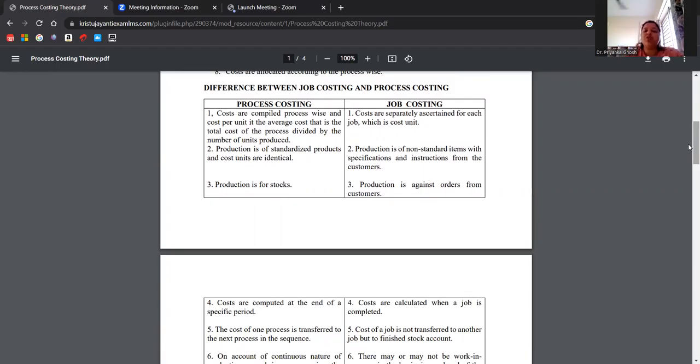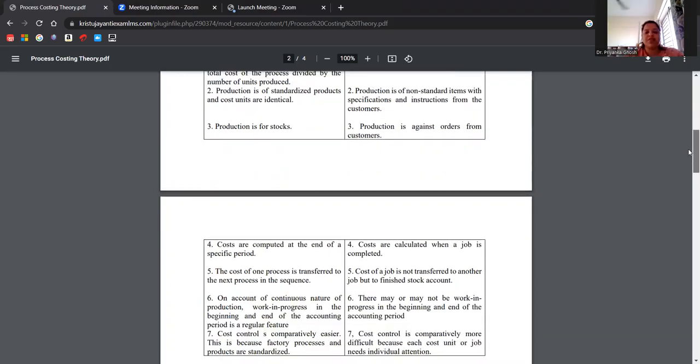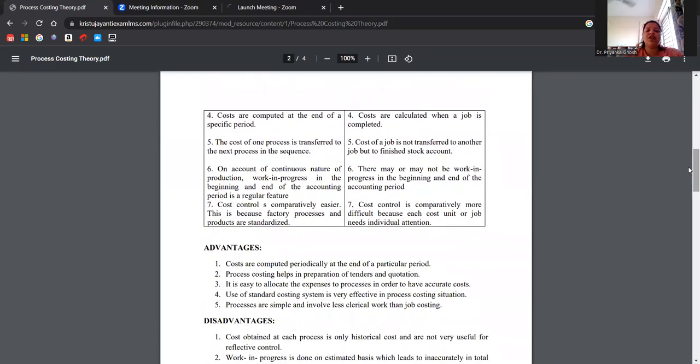In job costing, costs are separately ascertained for each type of job. Production is of standardized products and cost units are identical in process costing. But in job costing, production is non-standardized, with specifications and instructions from the customer. Production is for stock in process costing, but in job costing, production is against the order from the customers. In process costing, costs are computed at the end of each process. But in job costing, costs are calculated when a job is completed.